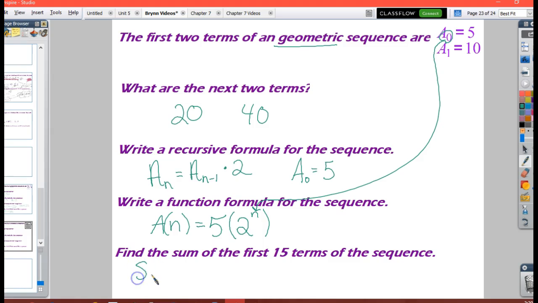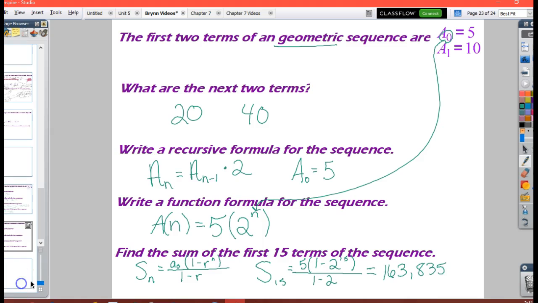Remember, the equation for the sum of a geometric sequence is the sum, and then you have your beginning term times 1 minus the rate to the n, all over 1 minus the rate. For this problem, we want the sum of the first 15 terms. So we would have our beginning term, which is a sub 0, so 5, times 1 minus our rate of multiplying, 2, to the 15, because n is how many terms we want, all over 1 minus 2. We plug that into a calculator, and that gives us 163,835. That'd be the sum of those first 15 terms for that geometric sequence.